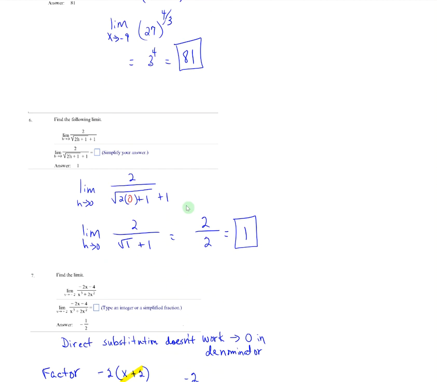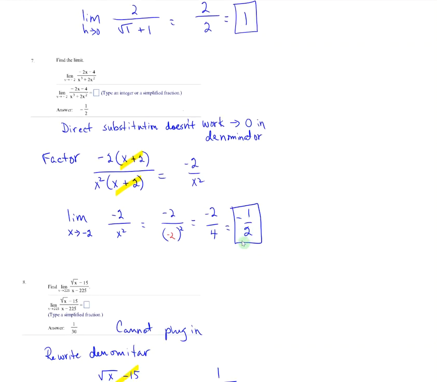Number 6. Now immediately we see radical and we think, oh, do we have to do that conjugate thing? But we always want to try the direct substitution and see if it works. The limit as h approaches 0 of 2 over this. Well, if I put 0 in there, then I end up with the square root of 1. That's doable. So I'll do that, and I've got 2 over the square root of 1 plus 1. That's 2 over 2, so my answer is 1.